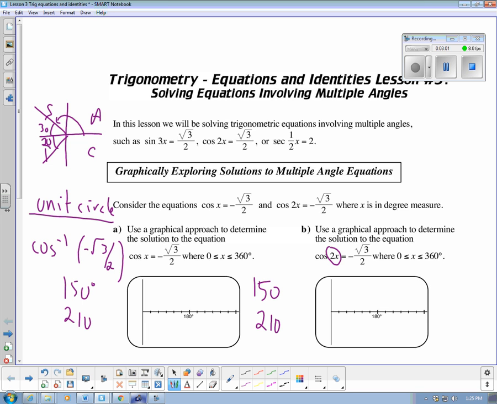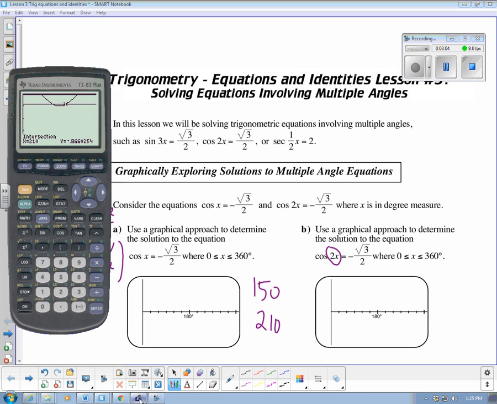The data is almost the same, except now I have to graph 2x. So now inside here, I have to insert a 2. What happens with 2x? Yeah, we'll take a look at the graph, right? The graph is pretty fantastic. How many answers will I get for this graph? 1, 2, 3, 4. I'm going to get 4 answers.